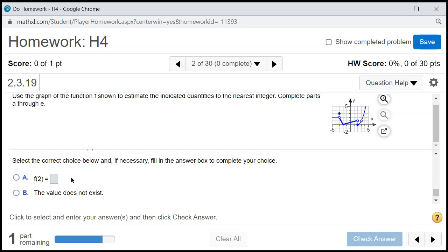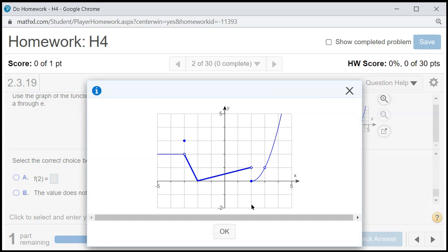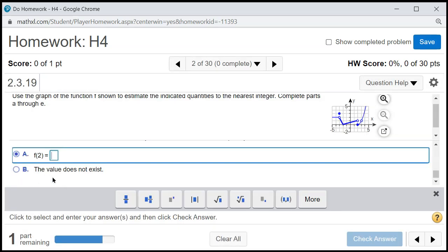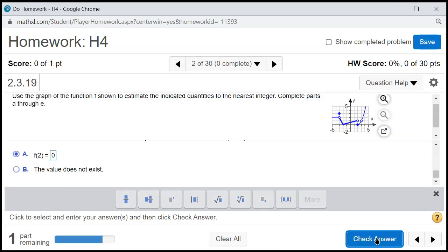This is a function value, f of 2. So x is 2. Look for the graph. There's a point here, and the y coordinate is 0. So f of 2 is 0. Let's type it in, 0. Check the answer.